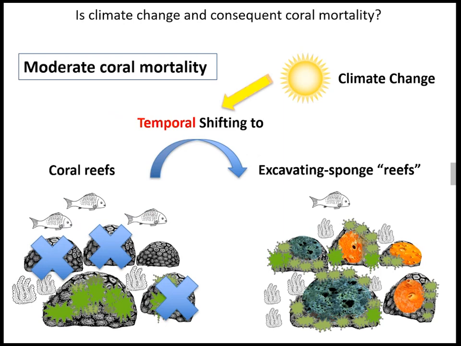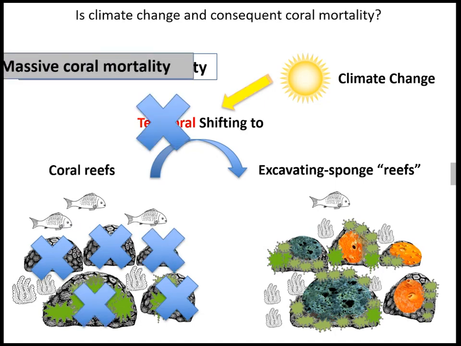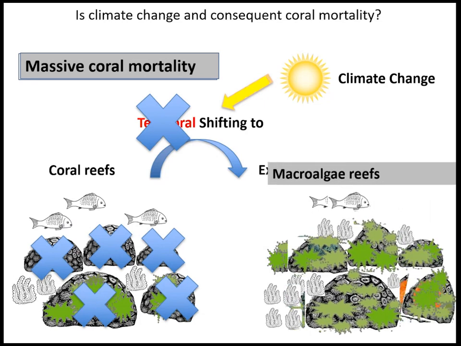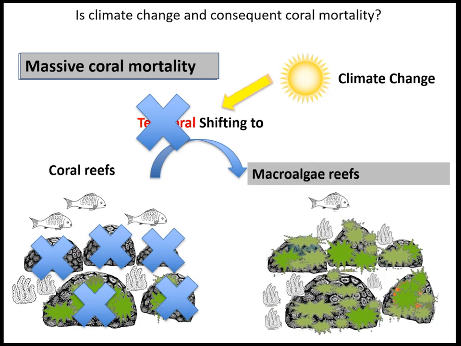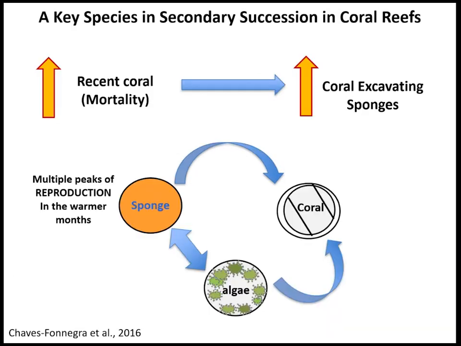So from this type of model, we learned that moderate coral mortality can temporarily shift coral reefs, healthy coral reefs, into excavating sponge reefs. Now, when you have massive coral mortality, this becomes more permanent. And then the situation is that now you don't have any healthy corals, but you have sponges that, depending on how much they compete with macroalgae, could be balancing. So sometimes the sponges win, sometimes the macroalgae win.